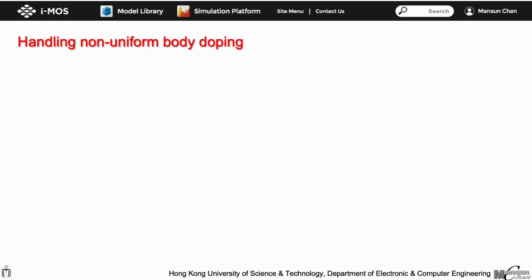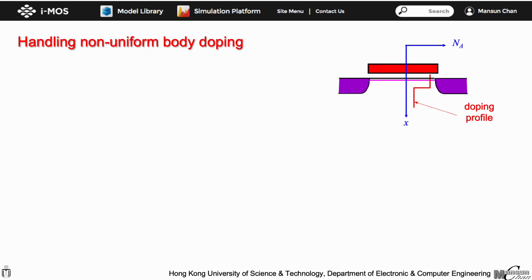The Vt expression we have derived so far can only handle the case with uniform body doping. In real devices, the substrate doping can be non-uniform, as shown in the figure. When different body biases are applied, the depletion region edge passes through different regions with different doping concentration.